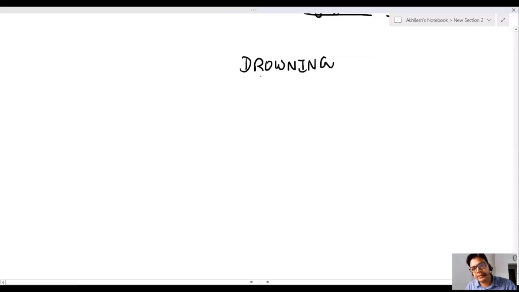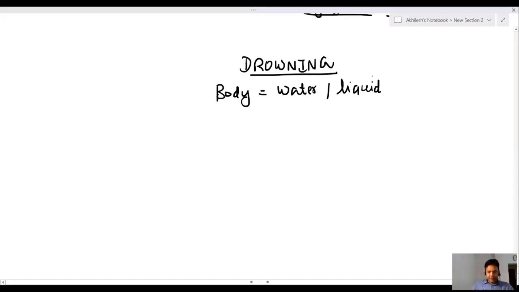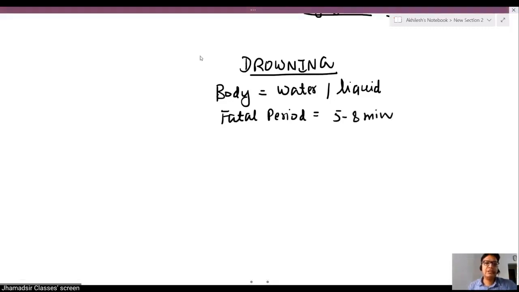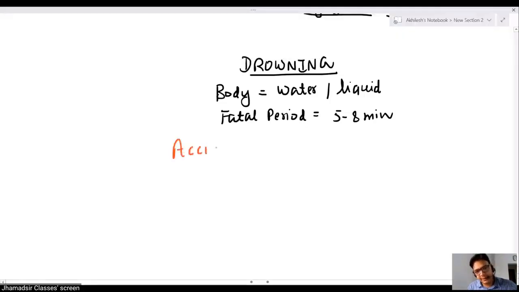The next asphyxial death is drowning. What is drowning? Drowning means your body is in water or liquid. This method is known as drowning. The fatal period for drowning is 5 to 8 minutes. Most drowning is accidental. Accidental drowning is most common. Suicidal and homicidal drowning are less common.